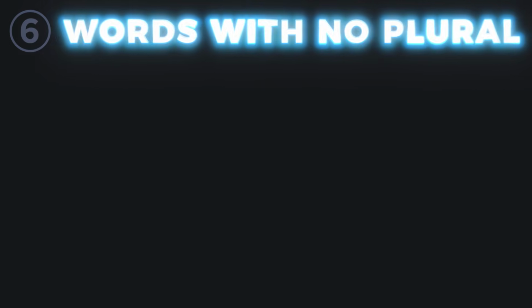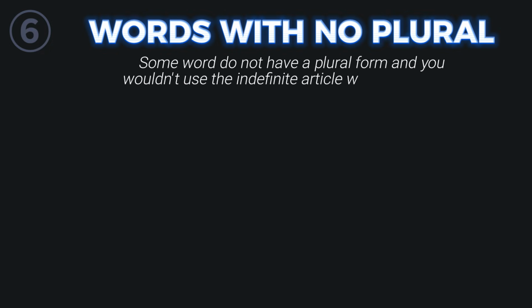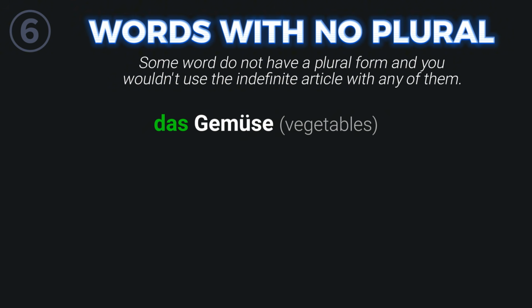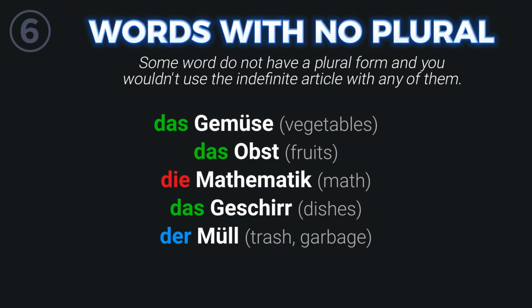Number 6. Words with no plural. Some words do not have a plural form, and you wouldn't use the indefinite article with any of them. This category contains words such as das Gemüse, vegetables, das Obst, fruits, die Mathematik, math, das Geschirr, dishes, der Müll, trash or garbage, or der Schnee, snow.